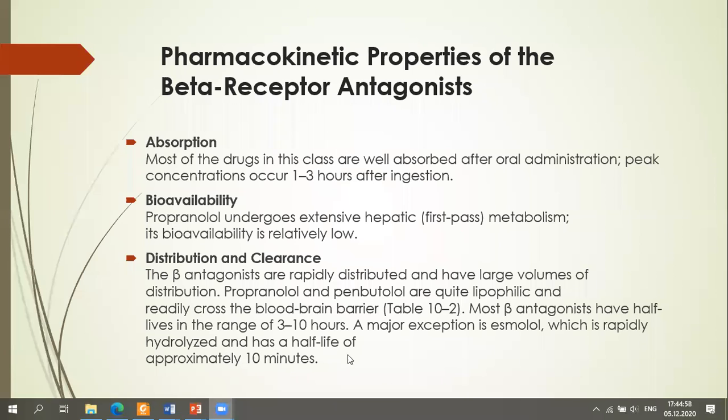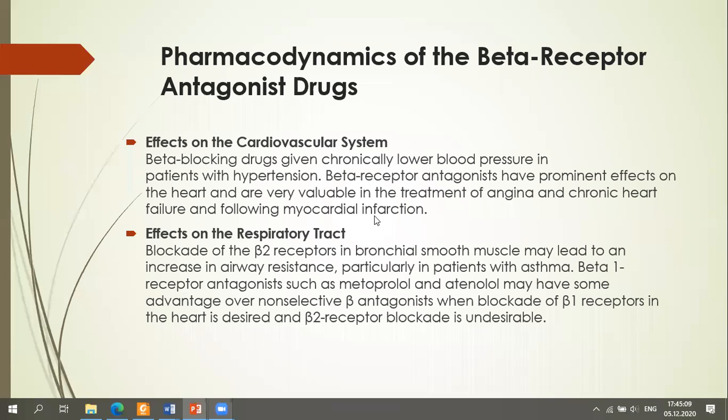Now, there are also some special drugs which may be very quickly metabolized. Okay, and now let's continue then. Pharmacodynamics of the beta receptor antagonists. Effects on the cardiovascular system. Beta blocking drugs given chronically lower blood pressure in patients with hypertension. Beta receptor antagonists have prominent effects on the heart and are very valuable in the treatment of angina and chronic heart failure.